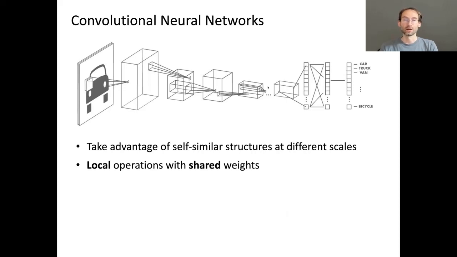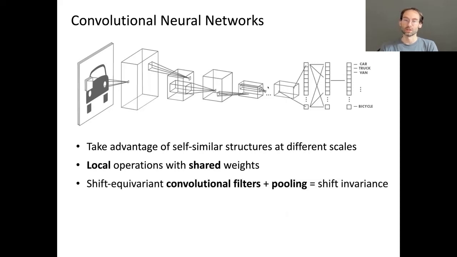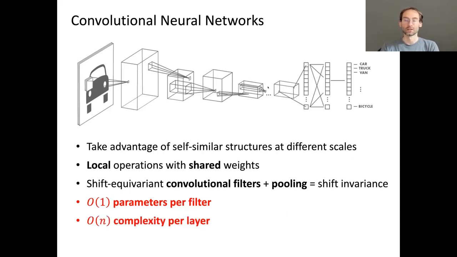And it boils down to having local operations with shared weights that are shift equivariant. And then shift invariance is achieved by means of pooling, or at least approximately. So in terms of computation, the nice property of convolutional neural networks is that they have a fixed number of parameters independent of the input size. So no matter how big the image is, we still have a fixed number of parameters. And the complexity is linear, at least per layer, basically applying such filters. Again, we'll talk about it later in a few minutes.